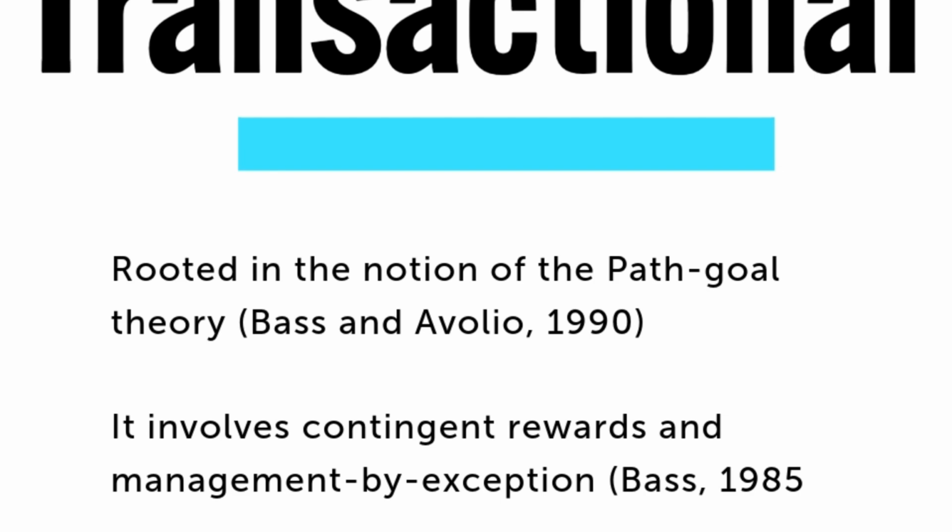This theory was introduced by Burns in 1978 and later expanded by Bass in 1985, who identified two main components, contingent rewards and management by exception. Let's break these down. Contingent rewards involve clear agreements between leader and follower. The leader outlines the expected performance, and in return, the follower receives a reward.